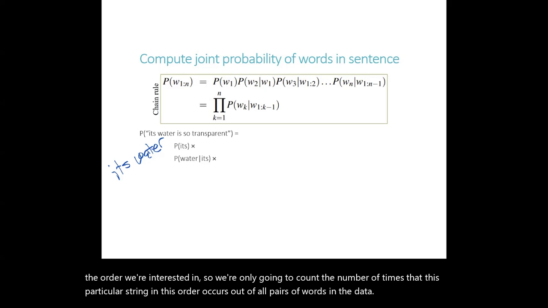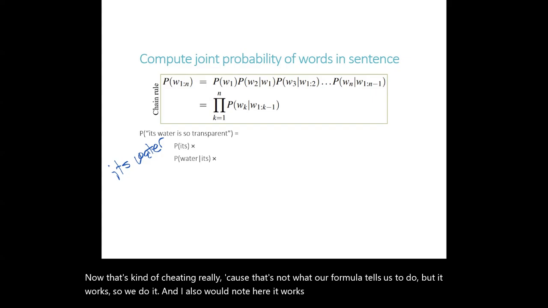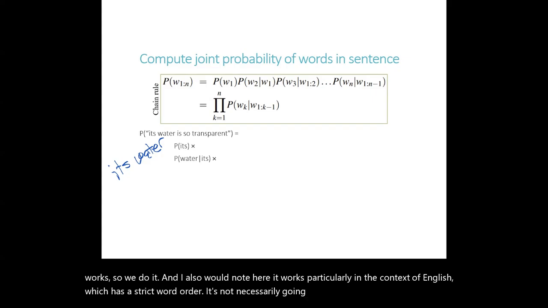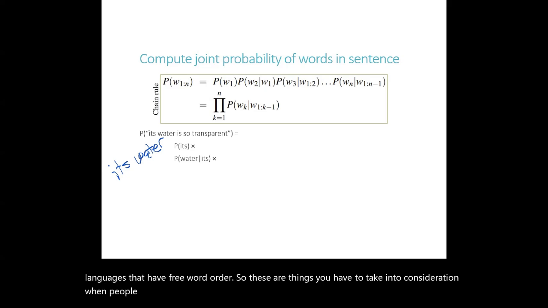Now, that's kind of cheating really, because that's not what our formula tells us to do, but it works, so we do it. And I would also note here, it works particularly in the context of English, which has a strict word order. It's not necessarily going to work quite as well in other languages that have free word order. So these are things that you have to take into consideration when people say this is how you do it. And you say, yes, but you figured it out for English. What about the other languages? It might work, but you've got to test it.